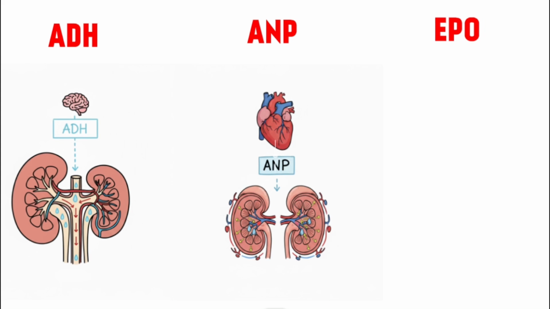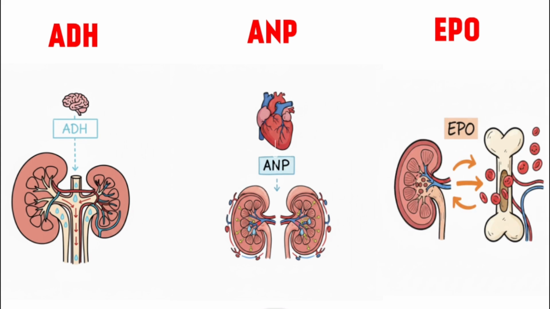Erythropoietin is produced by the kidneys when oxygen levels in the blood are low. It stimulates the bone marrow to produce red blood cells, ensuring adequate oxygen transport in the body. A special structure called the juxtaglomerular apparatus helps regulate blood pressure and filtration. It consists of macula densa cells in the distal tubule, juxtaglomerular cells in the afferent arteriole, and extraglomerular mesangial cells between them. Together, they sense sodium concentration and blood pressure and adjust renin secretion accordingly.